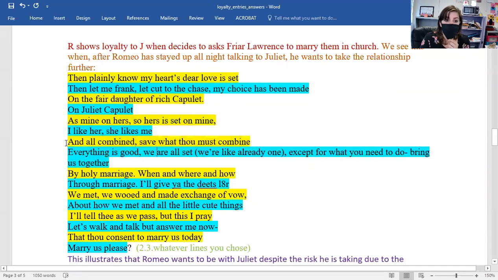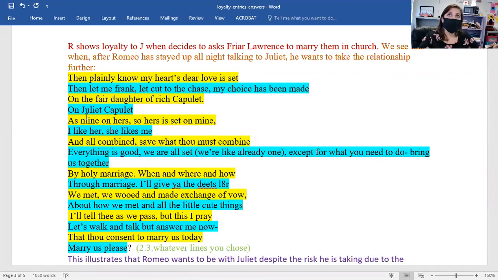And so sometimes when you're reading Shakespeare, you might have to picture it in your head, and all combined, as mine on hers is set on mine, all is combined. You see how you're literally having to envision this in your head? It's like a puzzle, it's like a riddle that you have to solve. And so sometimes you literally have to draw it in your mind and be like, okay.